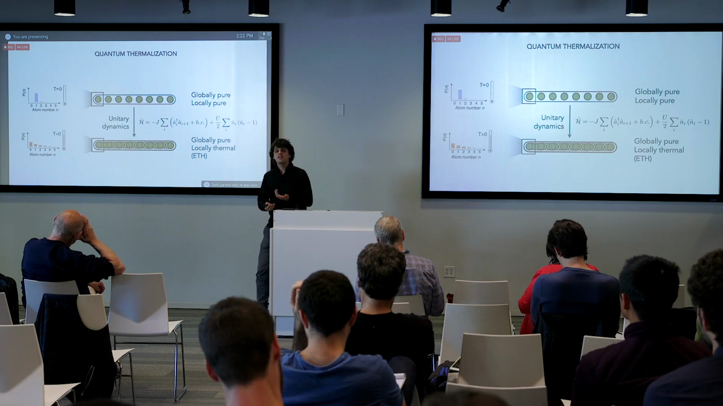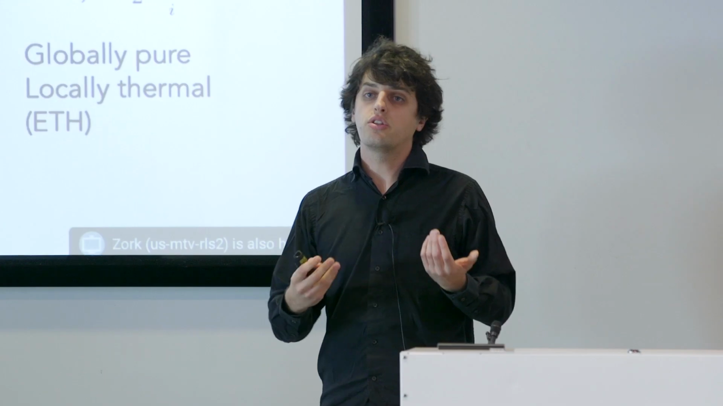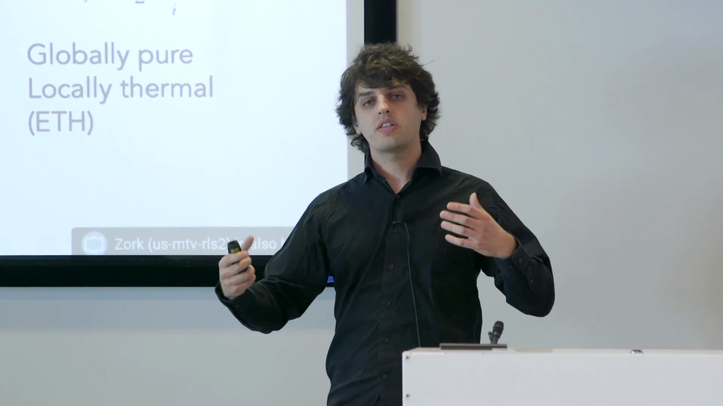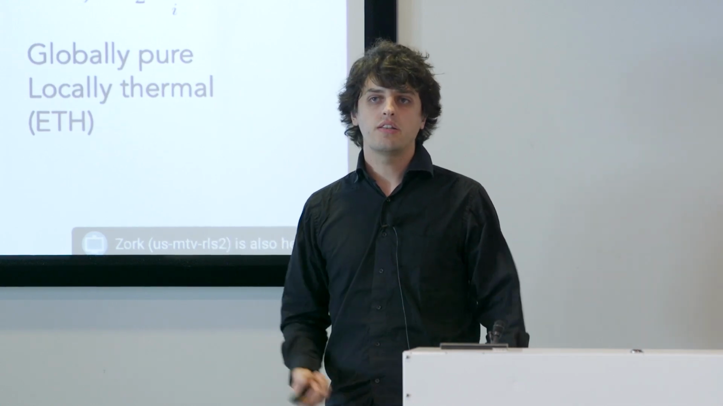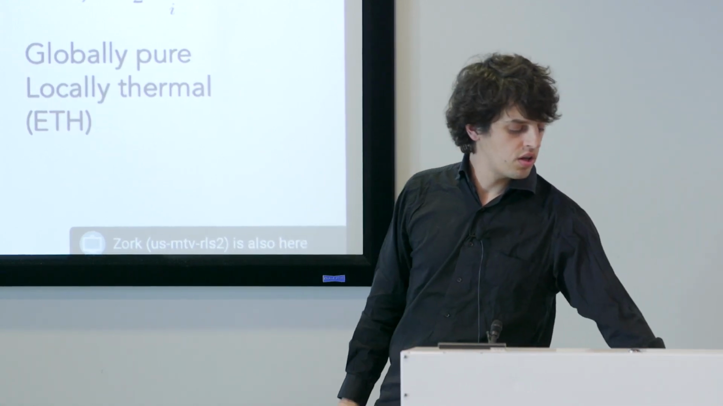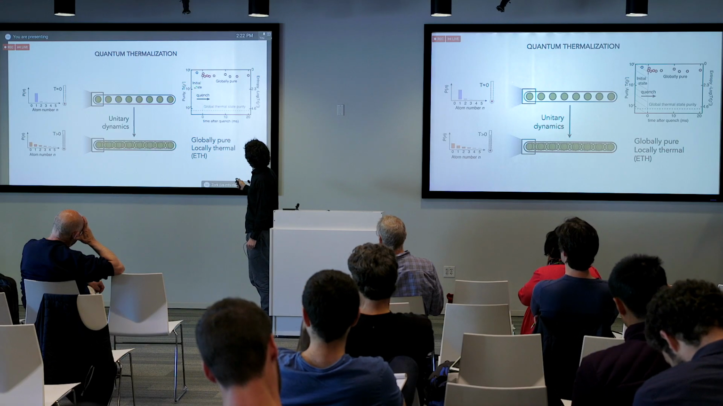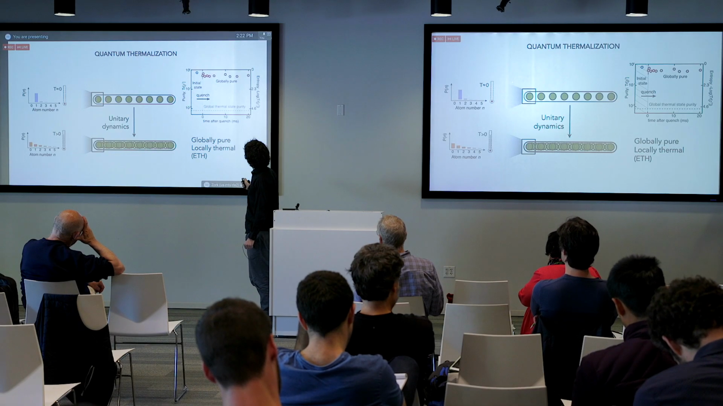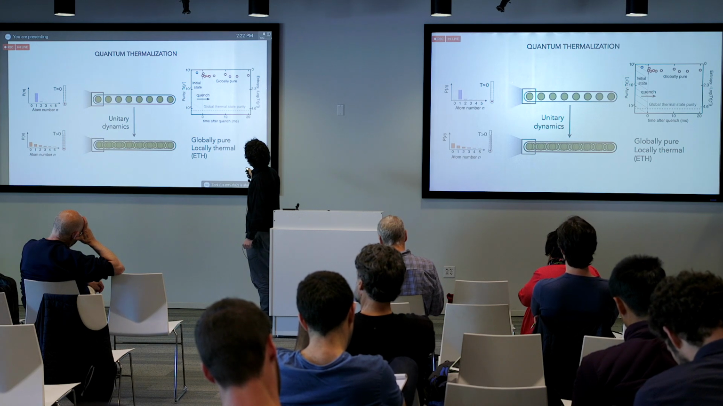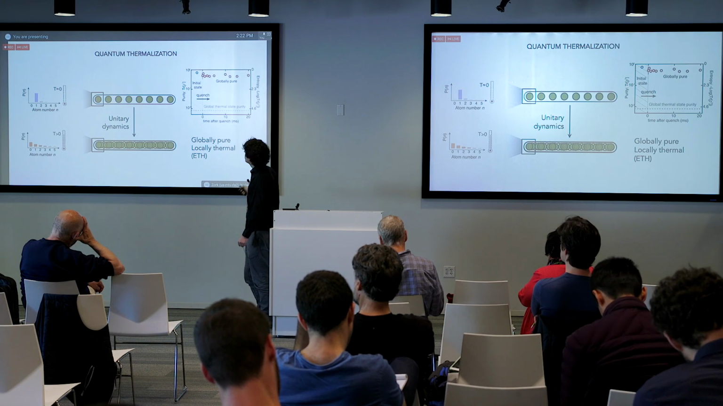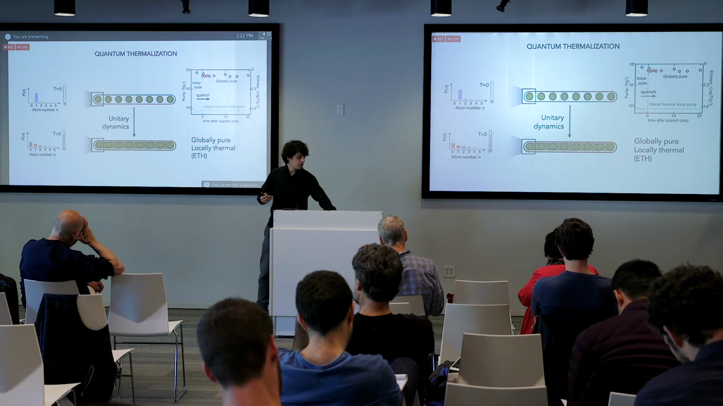What we expect is that the system would now locally behave as if it was a thermal state, but on a global scale, we still expect the system to maintain its purity because it's a unitary evolution. And that's exactly what we see. If we measure the purity with this protocol, we see that as a function of time, we don't lose the purity. The state globally, this trace rho squared here, really doesn't change at all over time. It's always the same, a pure quantum state.